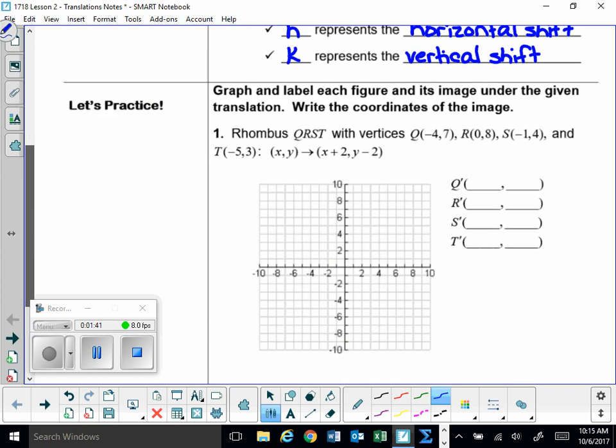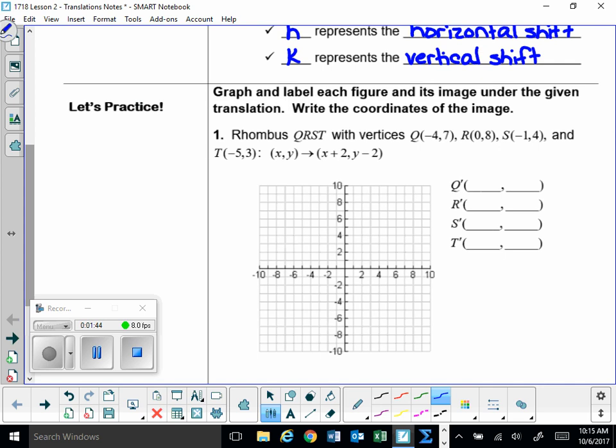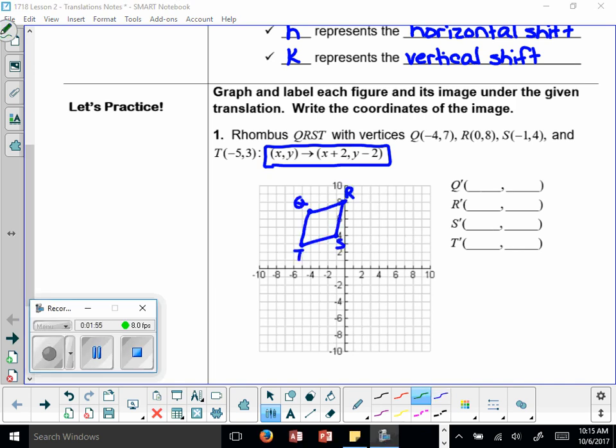So let's try this. We've got a rhombus, and we are going to use this translation. All right, graph the rhombus. I'm going to pause the video. Okay, so I graphed my pre-image, and now I am going to find my image using a horizontal shift of +2 and a vertical shift of -2.